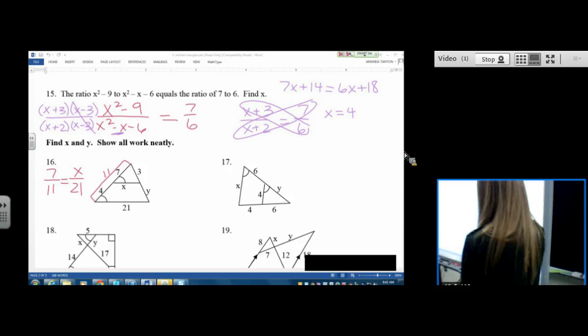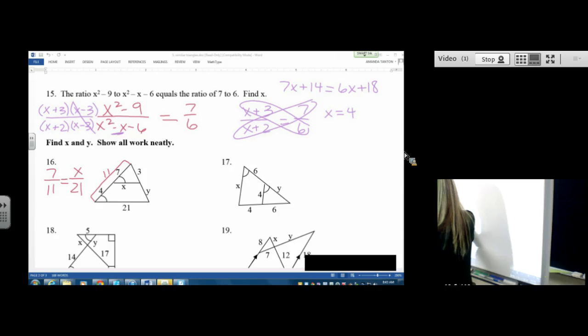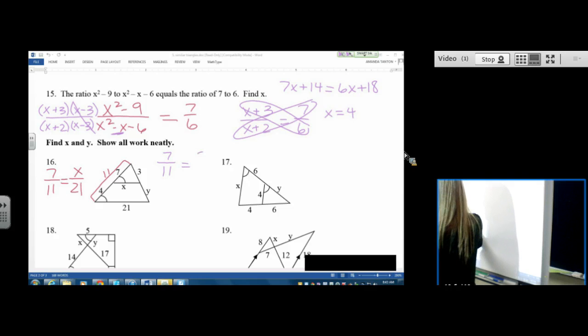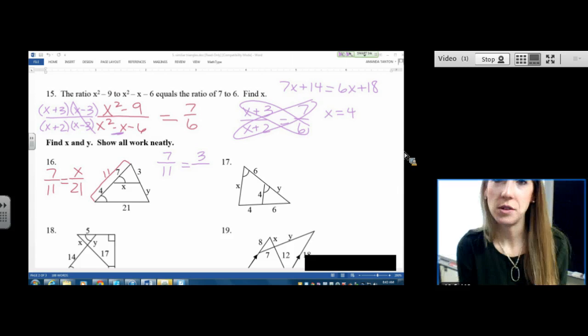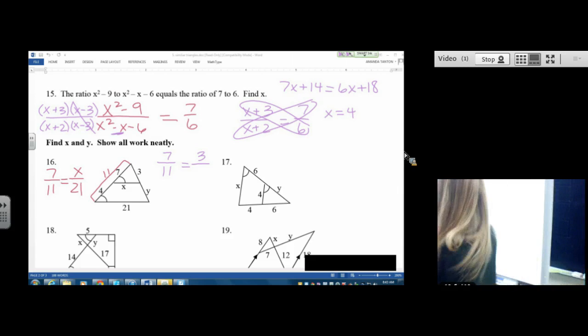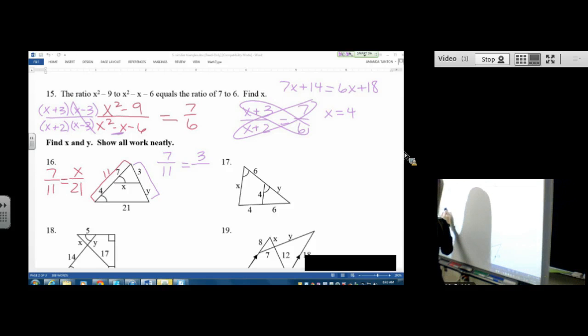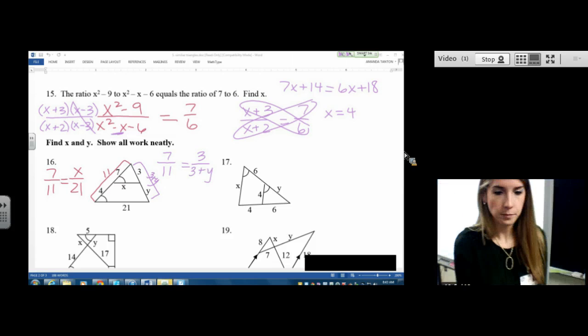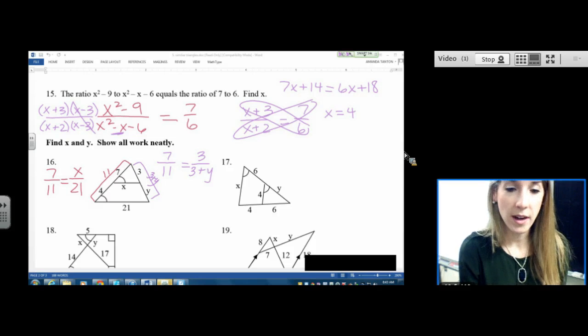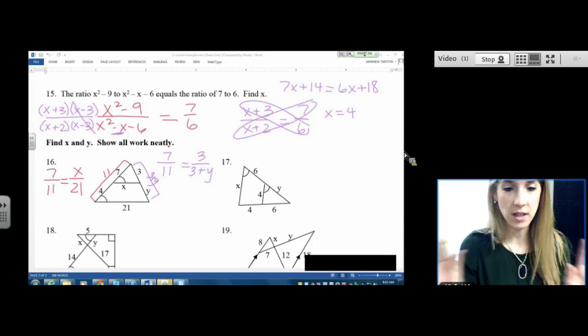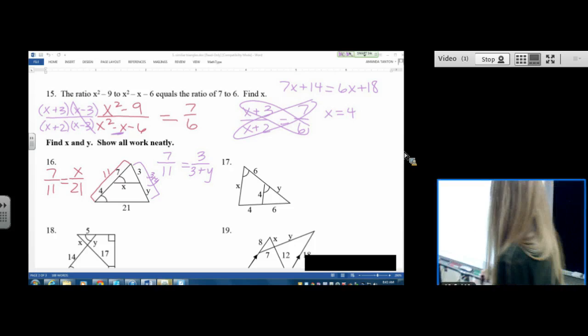Then you look at solving for y, and you can say 7 is to 11 as 3 is to, don't you dare put y. You need the whole side. 3 plus 5. Or y plus 3. Now, some of you are going to tell me this. Are you ready? I'm not solving either of these. I'm just setting it up.